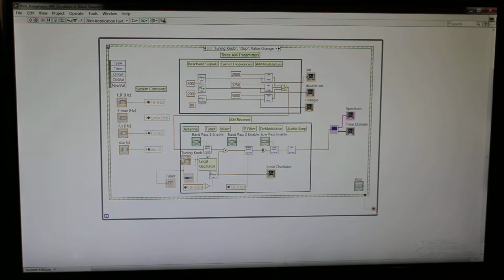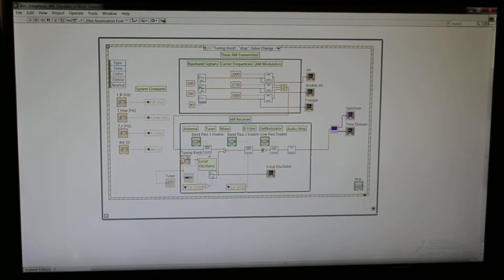The bandpass filter, again, is another sub-VI. The idea of the bandpass filter is that we can narrow down a range within which the carrier frequency lies, and decrease or attenuate the signals outside of that range. It gets rid of some of the interference and the noise.